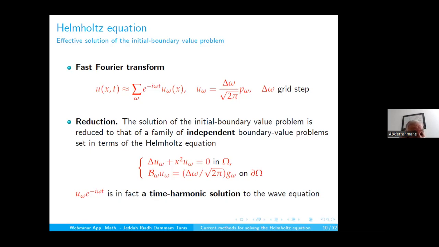So this method has several interesting properties, and has come to be intensively used. And it is important to remark that this u omega is a component of the Fourier transform, and u omega times exponential minus i omega t is a solution of the wave equation.